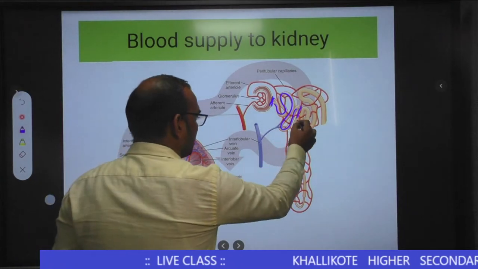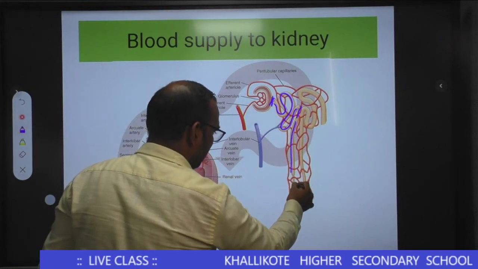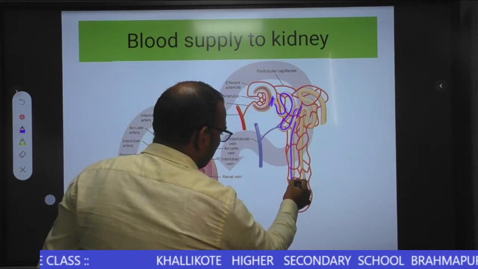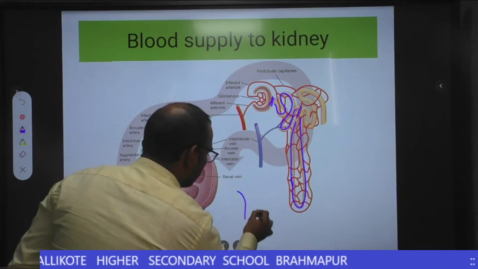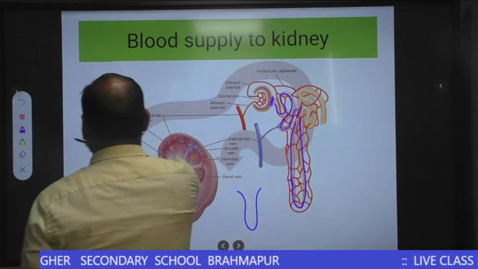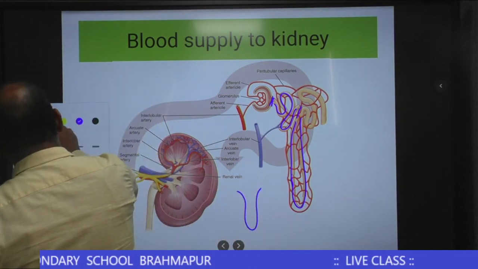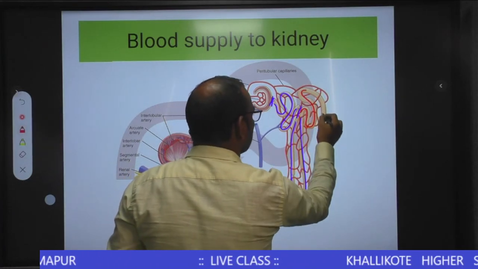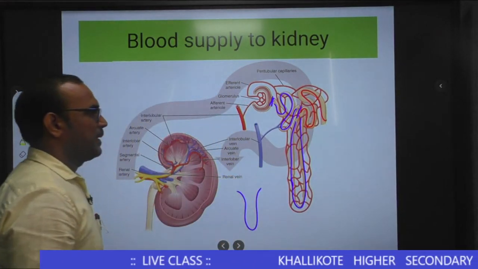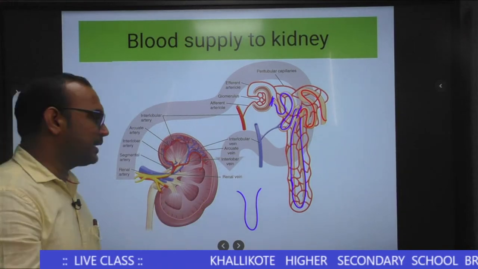Then you come to the loop of Henle. Okay, here you see the loop of Henle. The loop has a U shape. Then you find the distal convoluted tubule. Okay, distal convoluted tubule, and it will join to the collecting tubule.